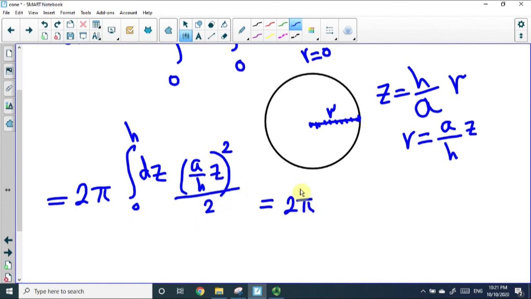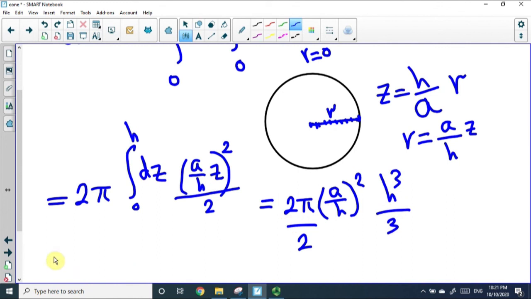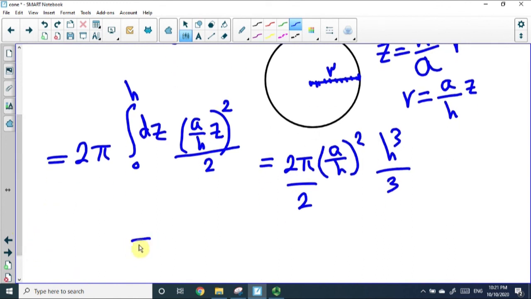So I got 2 pi, I got a over h already squared, divided by 2, and what is left inside is z squared dz, and the integration is simply h cubed over 3. Now let's simplify that. The answer is pi. I'm gonna get a squared and h squared down, h cubed up. I'm gonna be left with h divided by 3. So it's the same answer.